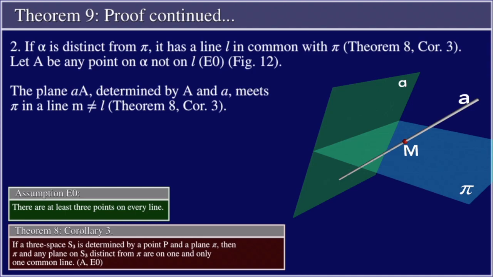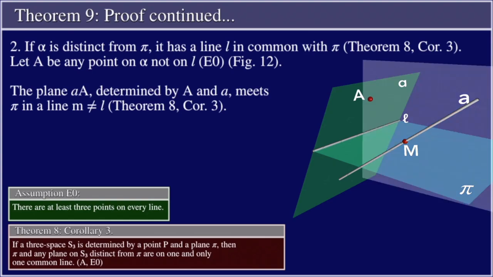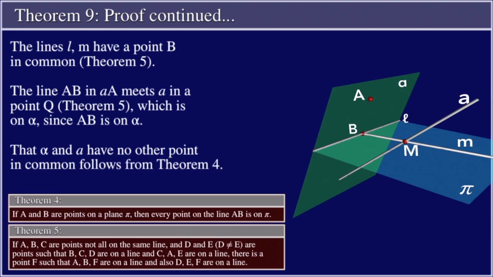2. If alpha is distinct from pi, it has a line L in common with pi by Theorem 8 and Corollary 3. Let A be any point on alpha, not on L, by E0, figure 12. The plane AA', determined by A and A', meets pi in a line M not equal to L by Theorem 8 and Corollary 3. The lines L and M have a point B in common by Theorem 5.